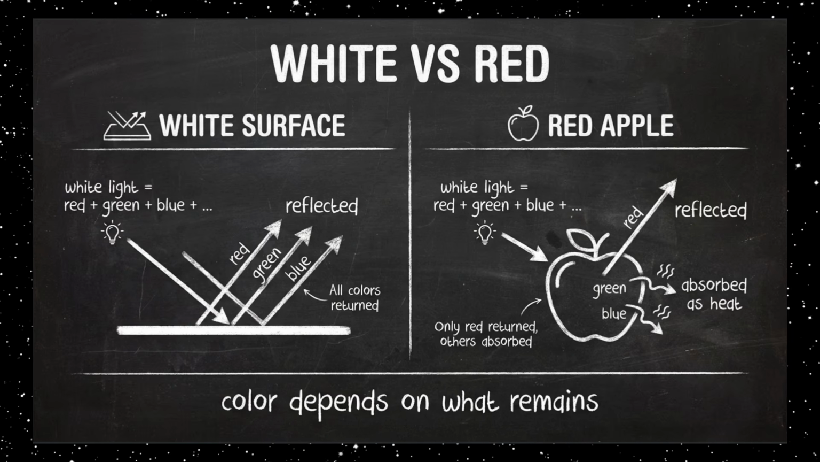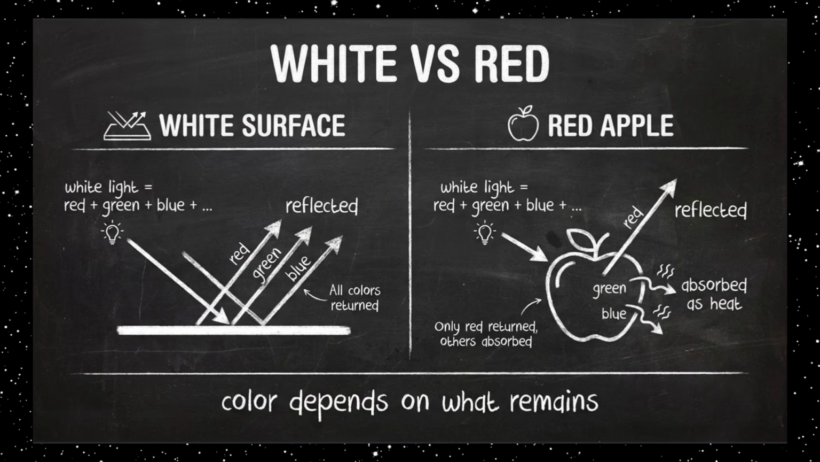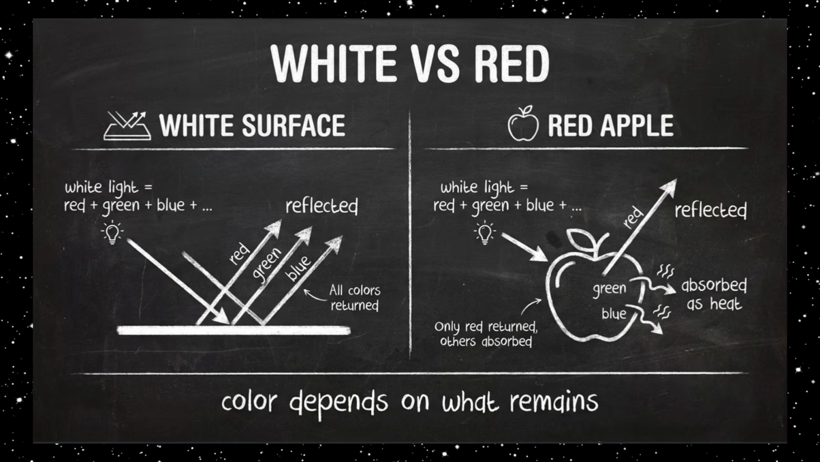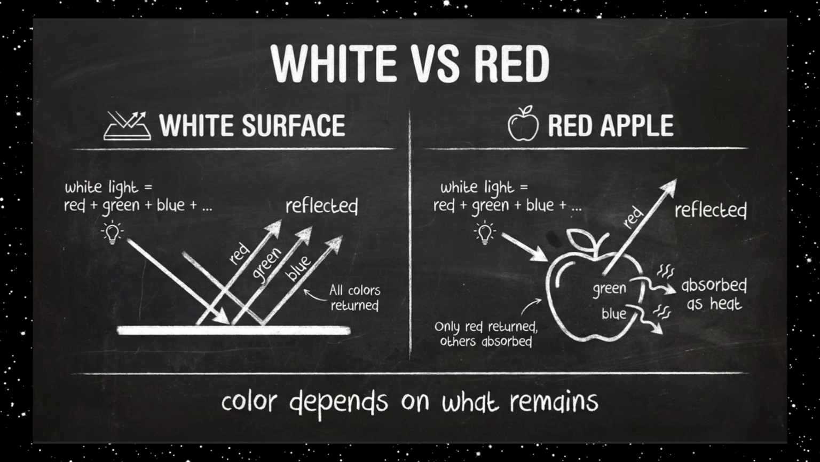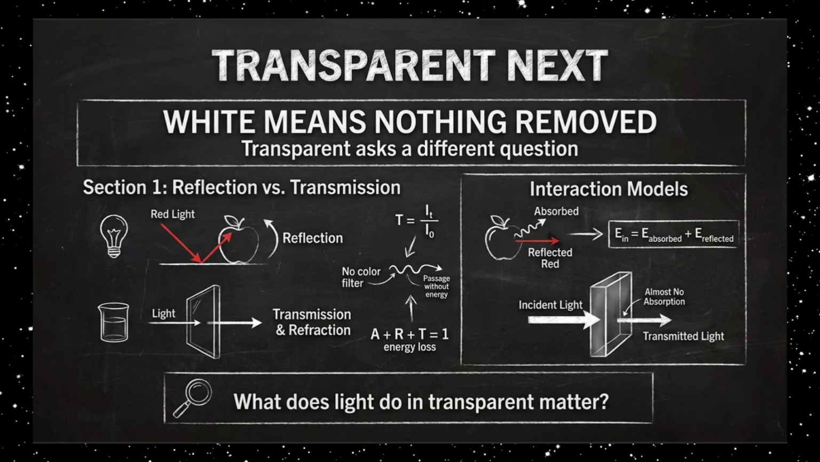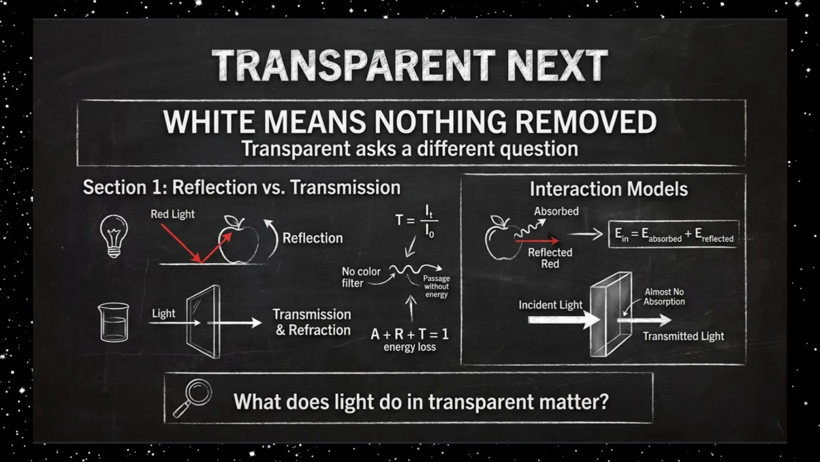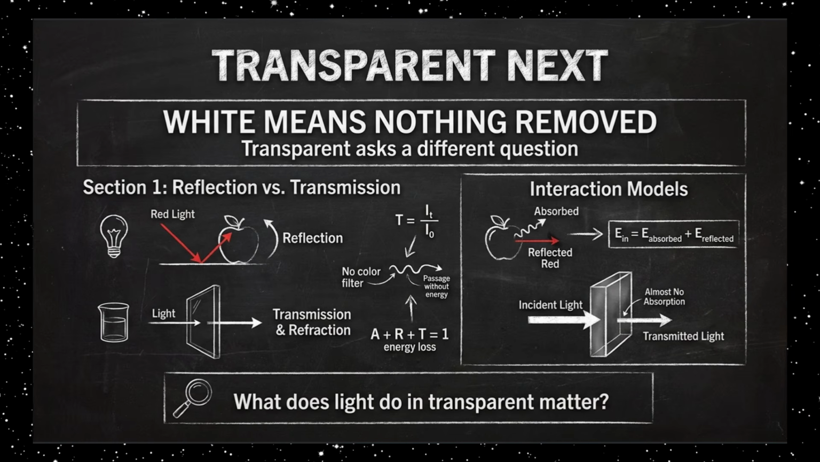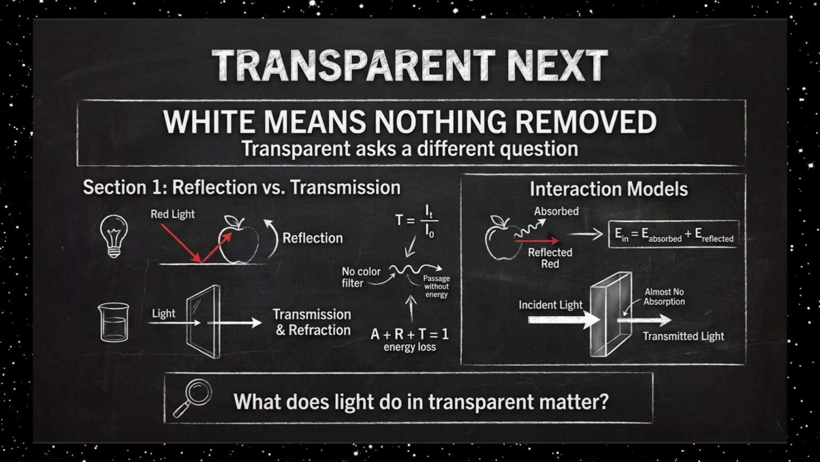Compare that to a red apple. A red apple takes the white light from the sun, and it gobbles up the green and the blue, swallows them, turns them into a tiny bit of heat, and sends only the red light back. That is why it looks red. Not because there is red in it, but because the green and blue have been removed. White means nothing was removed. All right, hold on to that thought.